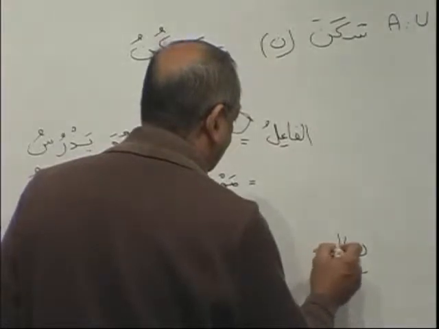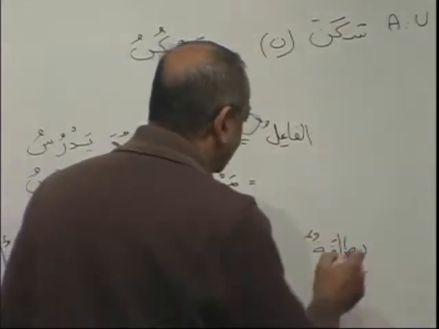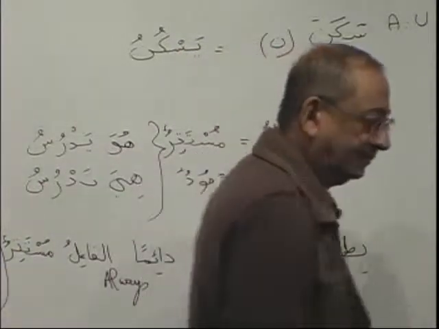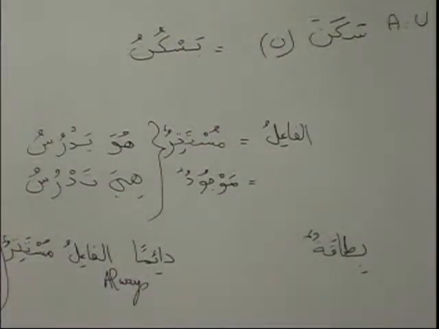Brothers and sisters, you should be careful. What did I write here, brother? Bitakatun. How many words are there? No, it's one word. Be is not harf jar. It's part of the word. Are you with me? If it was harf jar, then it would become bitakatin. But I said bitakatun. So it is one word. It's not two words. Okay?